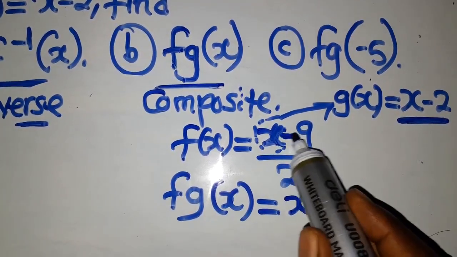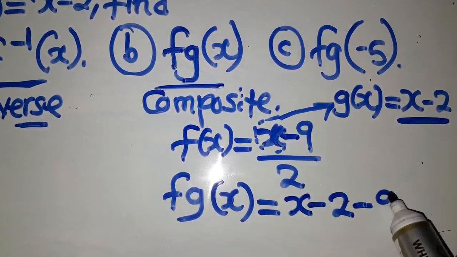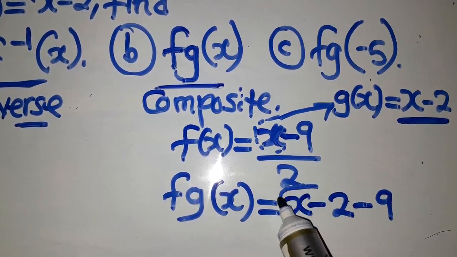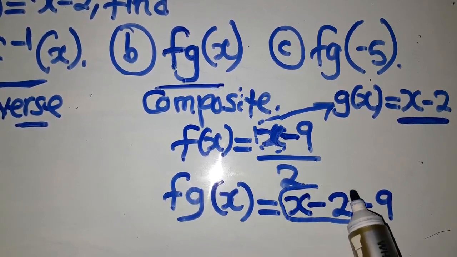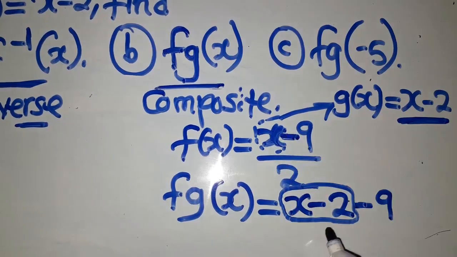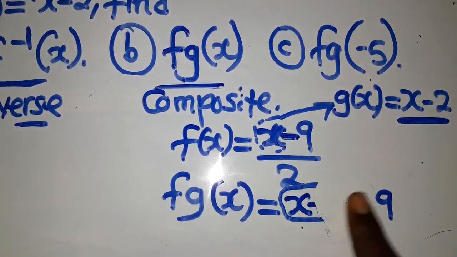Then a 9 here will follow, minus 9. You don't need to tamper with everything. I've just replaced with this. Where there is x, I've just put x minus 2. Then minus x has followed. This is what I've just done.